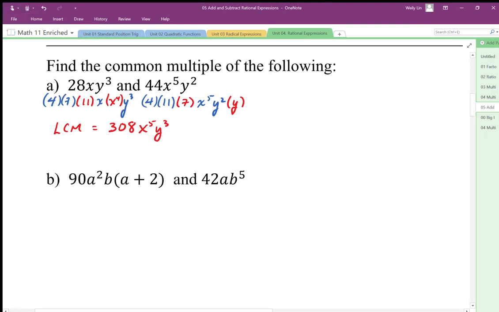For this next one here, I'm going to look at the 90 and 42, the number parts. The key to this one is we have to make sure we identify what the factors are, the multiplying parts, because we're talking about multiples, we're talking about multiplication. So I know that 90 and 42 share a factor of 6. So I'm going to use 6 times 5 here. Here I'm going to use 6 times 7.